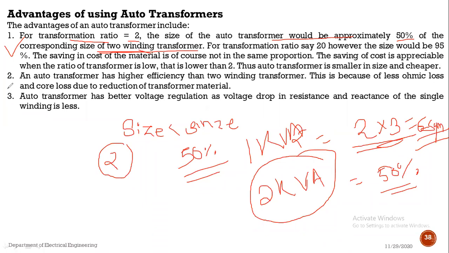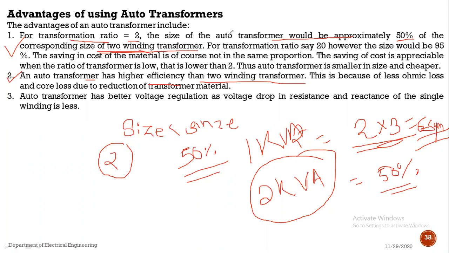Also, as compared to an ordinary transformer, it is cheaper, that means the cost is less. So this is the first advantage. The second advantage of the auto transformer is that it has higher efficiency than a 2 winding transformer. As compared to a 2 winding transformer, the efficiency of the auto transformer is high.